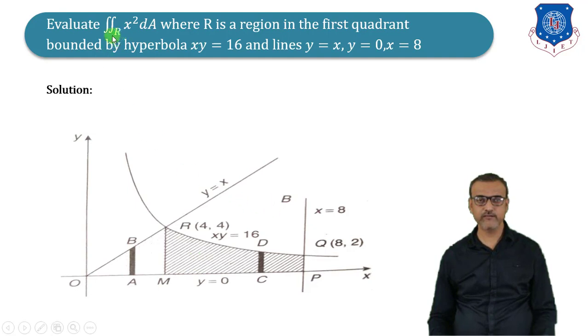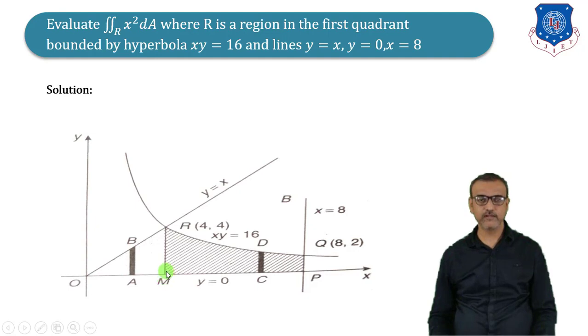Now to evaluate this integration, we will divide this overall region into two parts. One is OMR and the other is RMTQ. So for this region, we will take the value of x and the value of y. Here is the x equals 0 line and here is the x equals 4 line. So for this region, its outer limit will be from x equals 0 to x equals 4.